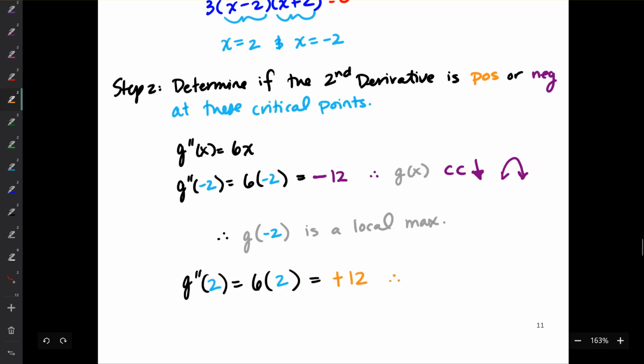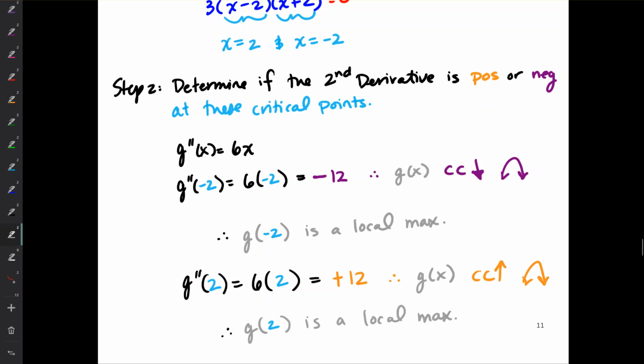So what must be true? My original function g must be concave up. My second derivative is positive, so my original function is concave up, and concave up looks like what? It looks like a max. So therefore, g of 2 is a local maximum.